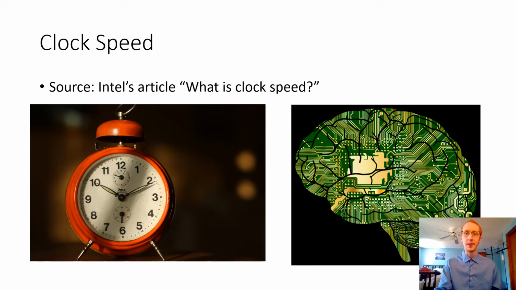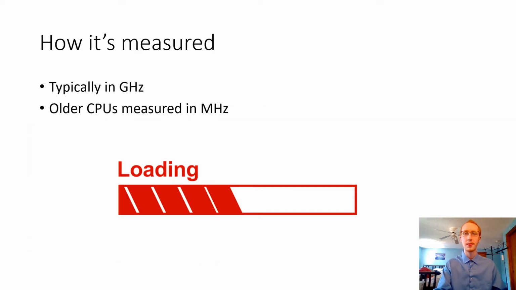Clock speed. The source for this section is Intel's article, What is Clock Speed? The CPU can be likened to the brain of the computer. It's one of the biggest contributors to a computer's speed. That said, other components, like the memory and graphics processing unit, wouldn't be able to take advantage of a high-end CPU if they weren't at least a little bit high-end themselves. But let's get back into how the CPU itself is judged.